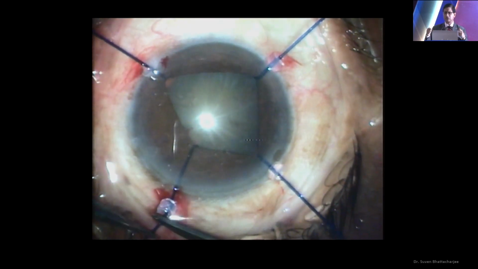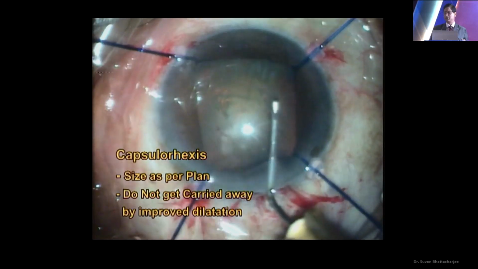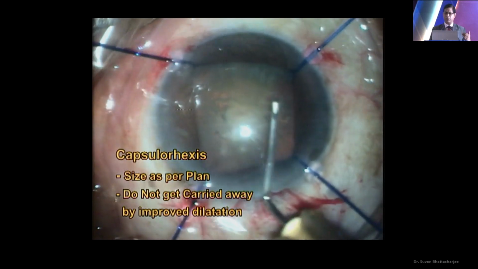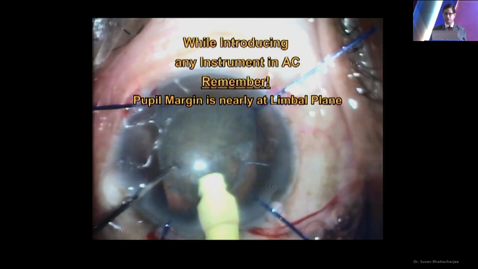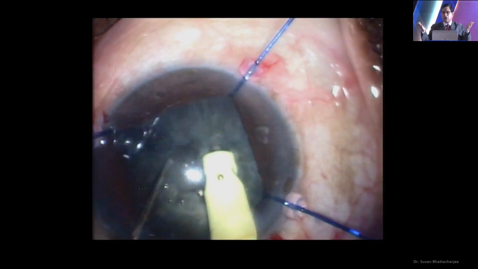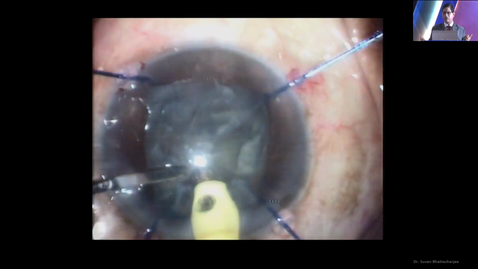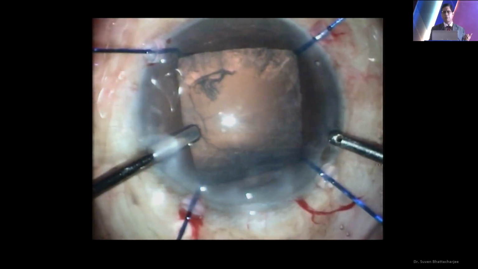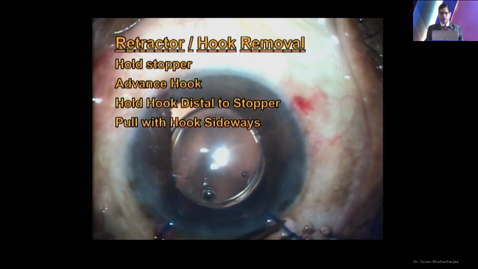Do not overstretch. This was in the times when I used to do the iris hooks, and I placed the phaco incision much later. Please keep control on your capsulorhexis. Don't get carried away by the size of the pupil expansion. Remember that the pupil margin is now a little anterior at the limbal plane, and it is often anteflexed. So every instrument that goes into the eye has to circumvent that anteflexed and elevated pupil margin.